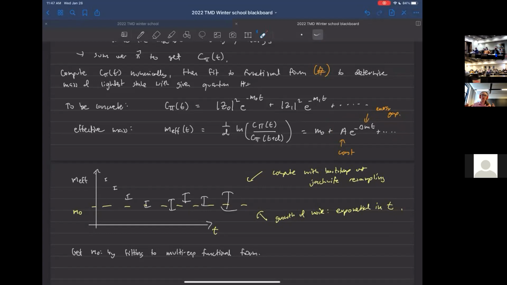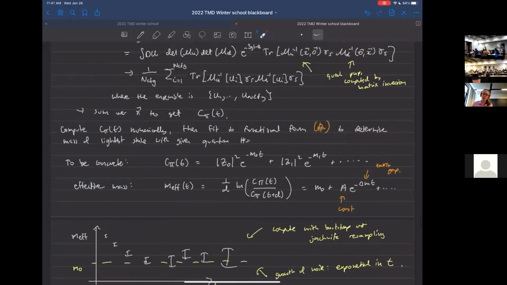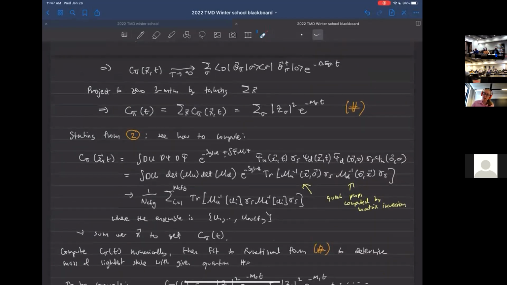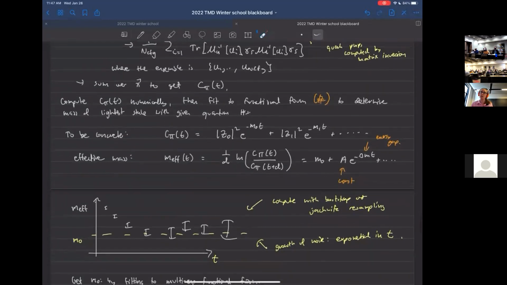And what each of those correlation functions will give you is something with the same energies, but with different overlap factors. Because remember, the overlap factors depended on that interpolating operator. So if you have a system of equations with all of the same energies, but different coefficients, you can then solve that system, for example by solving a generalized eigenvalue problem, to try to get out the excited states as well.